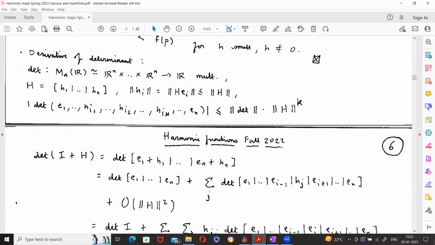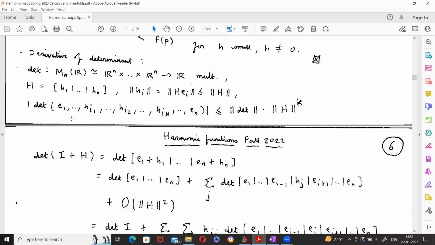We can think of this as a multilinear function from R^n cross R^n cross ... R^n to R. It's a multilinear function of the columns of the matrix, so think of it as a function of n column vectors. Now if I take a matrix H, which has column vectors little h1 up to little hn, notice that the norm of each h_i, which is the norm of H times e_i, is less than or equal to the operator norm of H, because e_i is a unit vector. So the norm of each column is less than or equal to the operator norm.